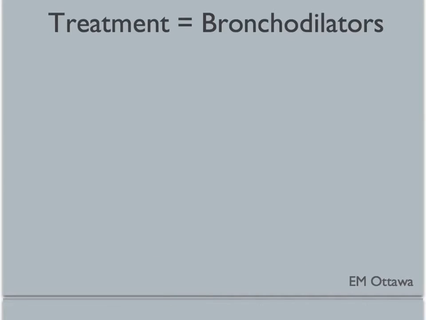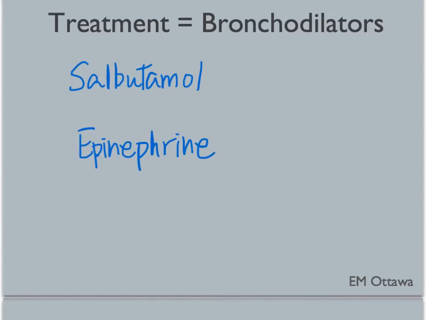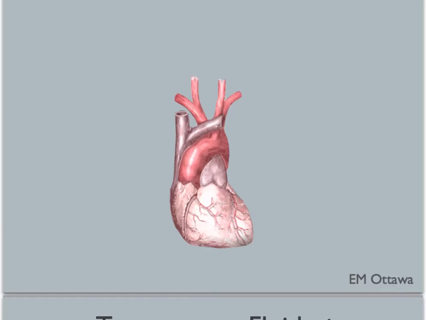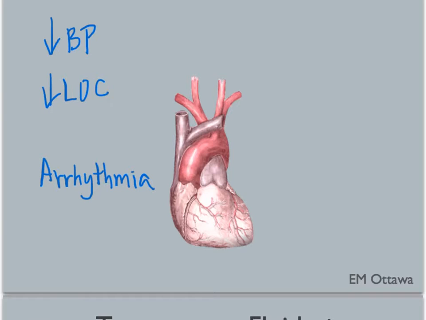How do we treat this? Just like an asthma attack. We give salbutamol for bronchodilation. If you have used epinephrine, it will also bronchodilate the patient as well. Patients also receive oxygen if they're hypoxic. Next, circulation assessment and treatment. Since the mediators cause vasodilation, they can cause hypotension and syncope. They can also cause decreased contractility, leading to more hypotension and potentially arrhythmia.